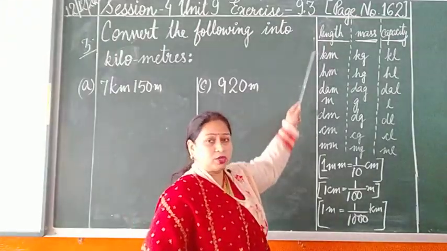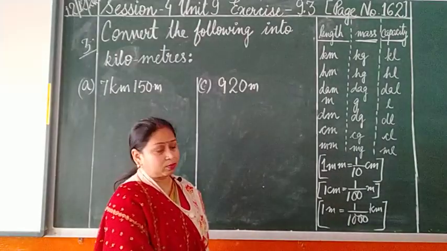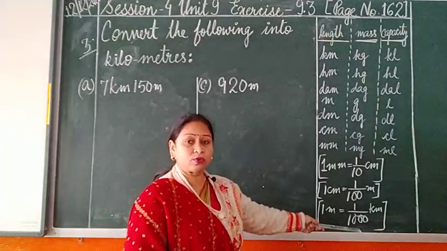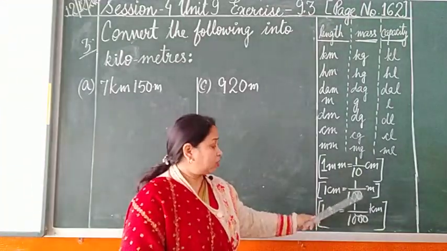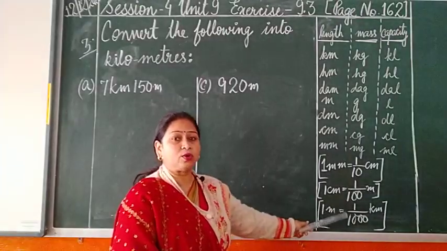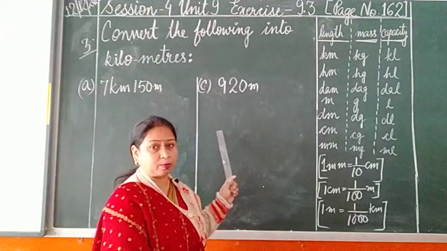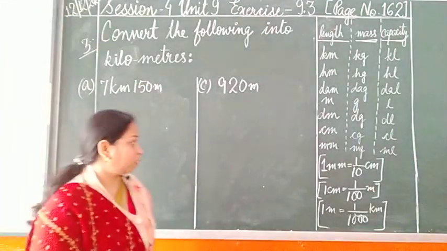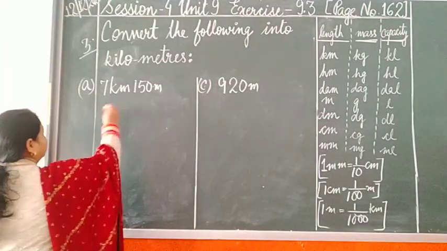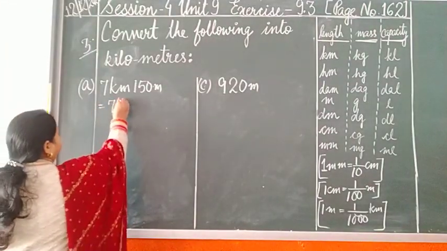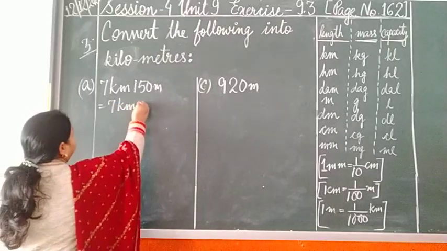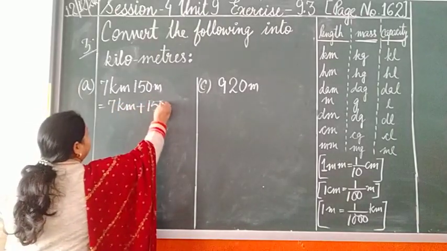1, 2, 3, 3 steps you are going to move up. So, you can find 3 zeros over here followed by 1. Okay. So, 1 meter is equal to 1 upon 1000 kilometer, and this conversion we are going to apply for these questions. Okay. So, 7 kilometer and 150 meter can be written as 7 kilometer plus 150 meter.